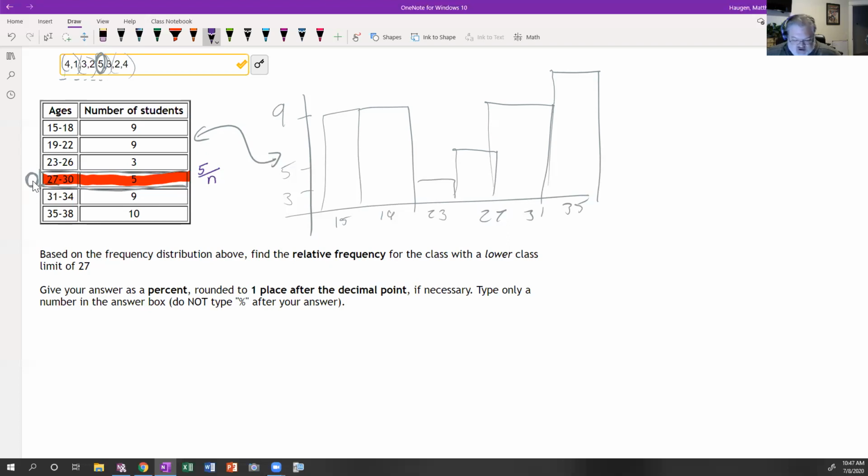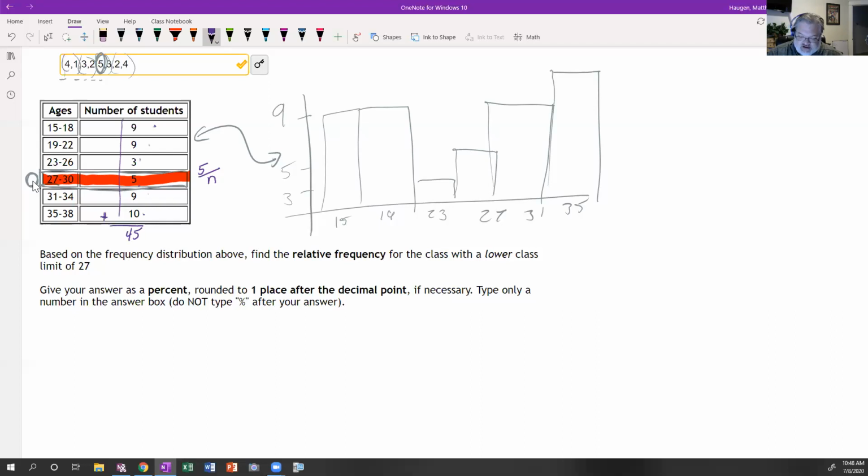What do we have to do to figure out the total number of students that are in this survey or in this distribution? Add them all together. Yep, add them all together. If we total those frequencies, we'll get the total number of people in the survey, or in the sample if we want. So 27, 37, 45 looks like.